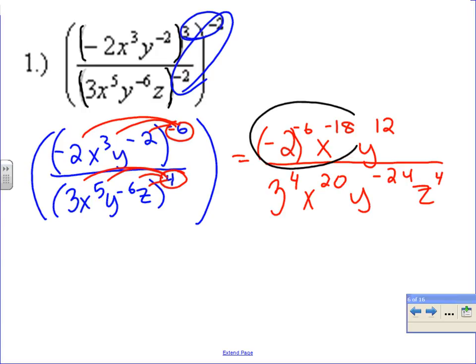So I want you to circle the 2 terms that are negative in the numerator. We're going to move them to the bottom. Circle the negative that's on the bottom. We're going to move it to the top. Jake.